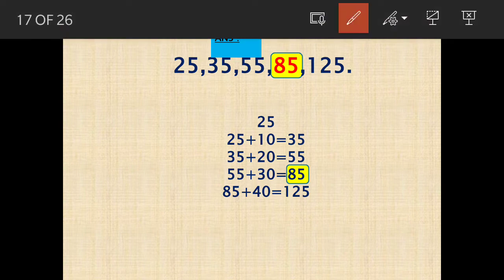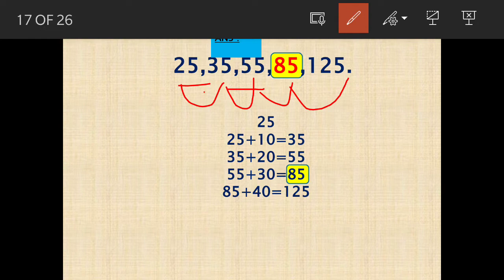Now if you see the question, firstly all the numbers are multiples of 5, that means everywhere 5 is appearing. Now see the difference. In the first 2 terms, the difference is 10. Then the next 2 terms, 35 and 55, the difference is 20.